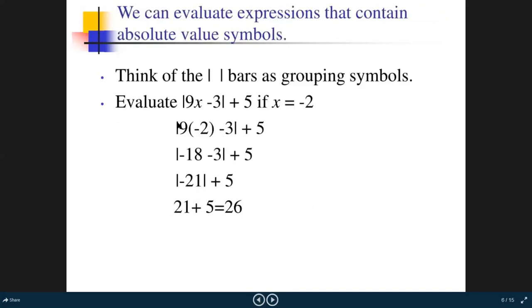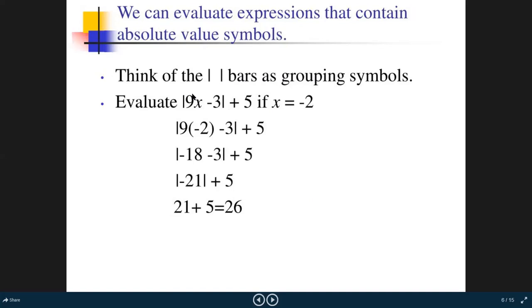Understand? We just solved the expression, not the equation. Equation means we have to put an equals sign between two expressions. There is no equals sign between the expressions, so this is an expression, not an equation.